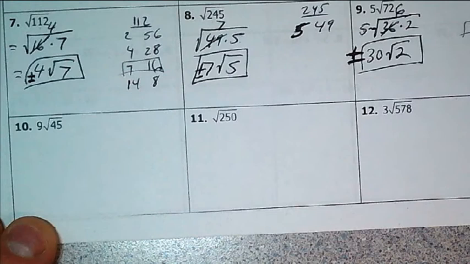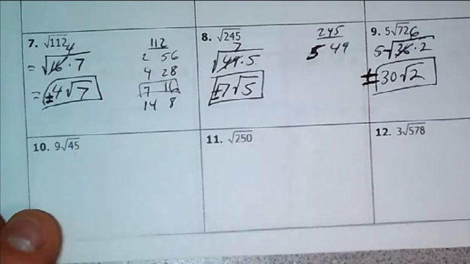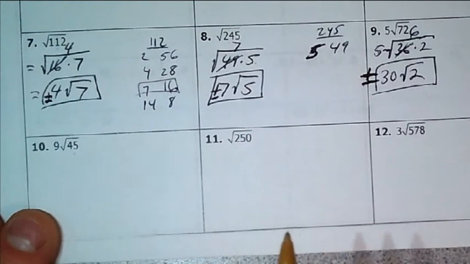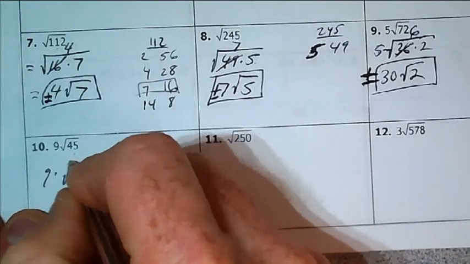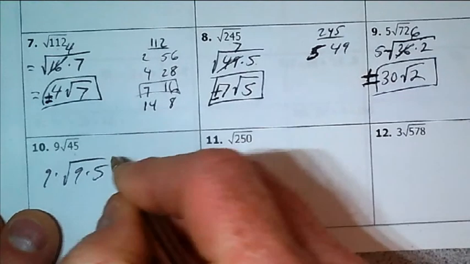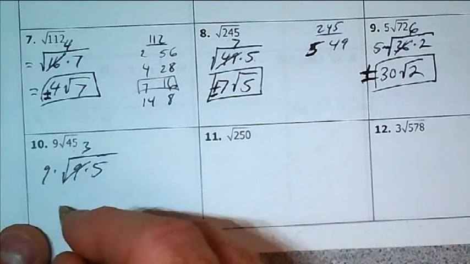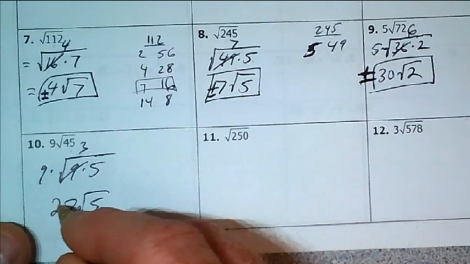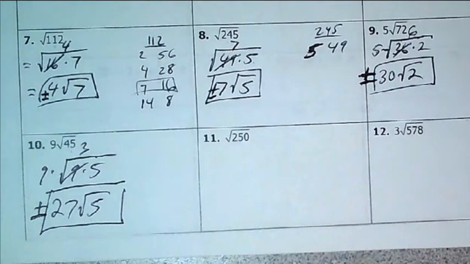Alright, number 10. We want the factors of 45, and the largest of which is a 9. So, 9 times the root of 9 times 5. The square root of 9 is 3. 3 times 9 is 27 on the root of 5. Plus minus. I always forget that. Alright, number 11.